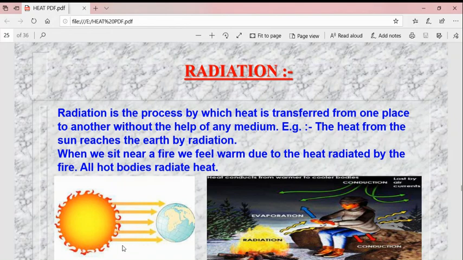And here is one more important thing you should all remember: when radiant energy falls on any object, it is partially absorbed and partially reflected. The amount of heat which is absorbed or radiated depends on the nature and the color of that object. If the color of that object is dark, then it is a good absorber. If the color of that object is light, then it is a poor absorber of heat.